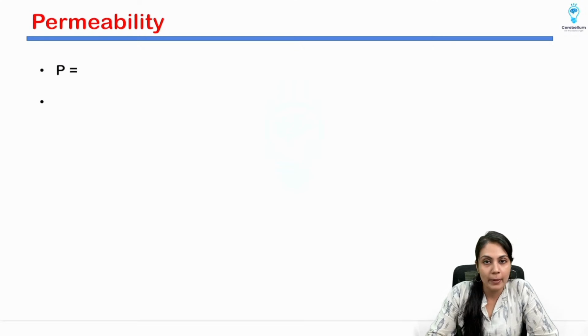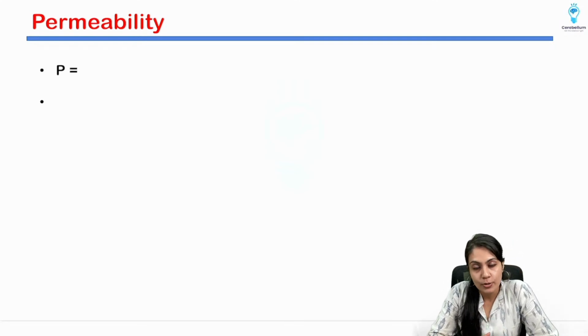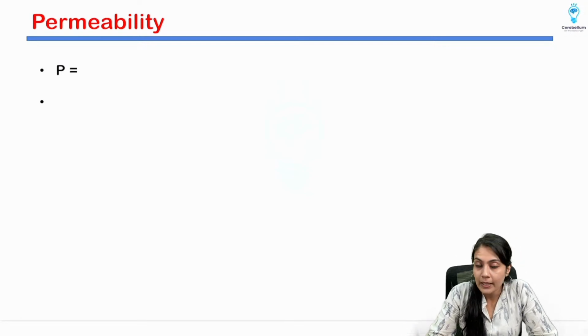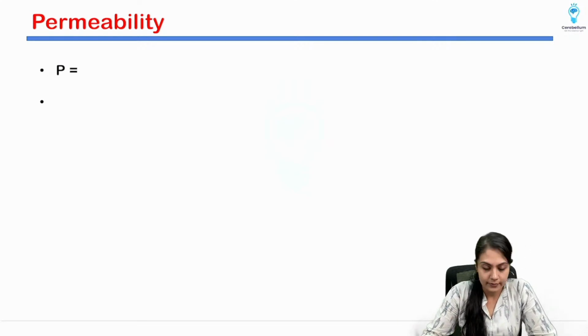Let's talk about the permeability. The permeability is maximum for the potassium ions. That means they are fully permeable. They can go outside also, they can come inside also. But because their concentration is more inside, they try to go outside, right?